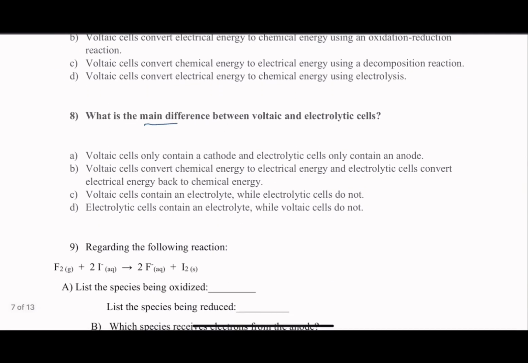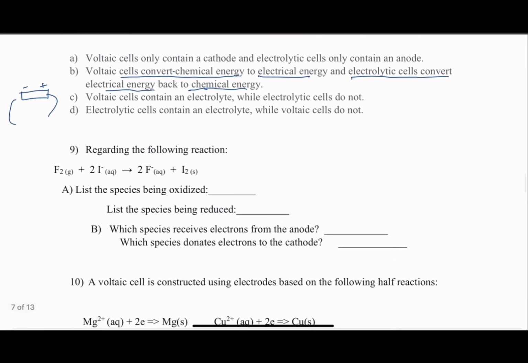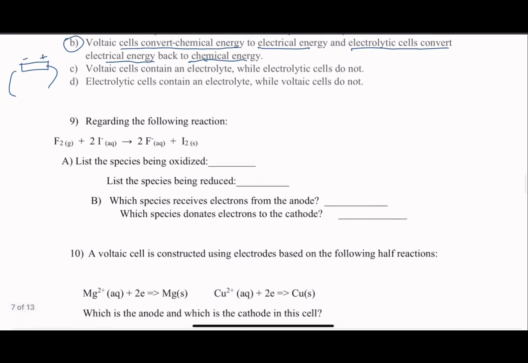It's asking what's the main difference between voltaic and electrolytic cells? As we said, voltaic cells are spontaneous ones, they convert chemical energy into electrical energy, and electrolytic cells convert electrical energy into chemical. We remember we had the battery giving energy to the solution, and we would get the chemical change out of it. So that's why the answer is B on this one.